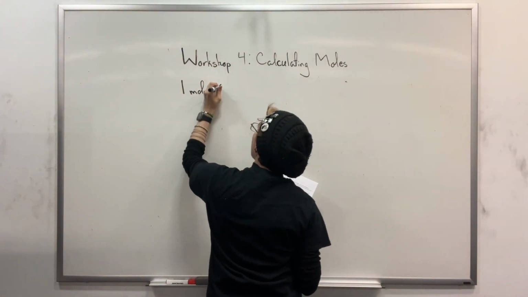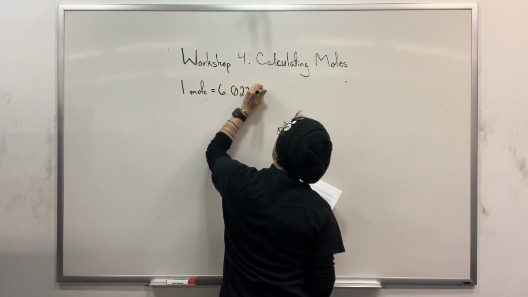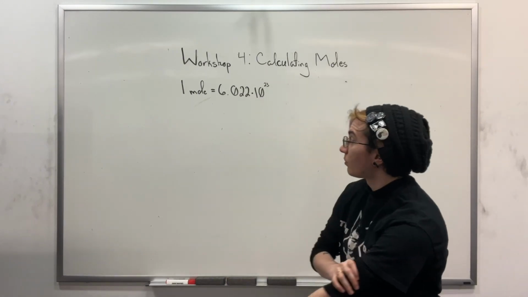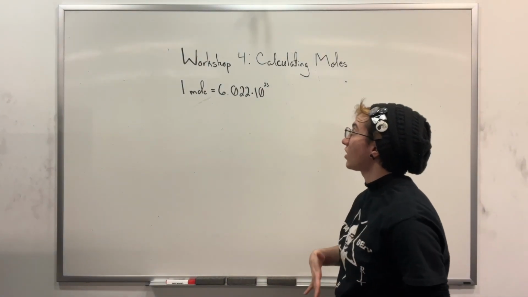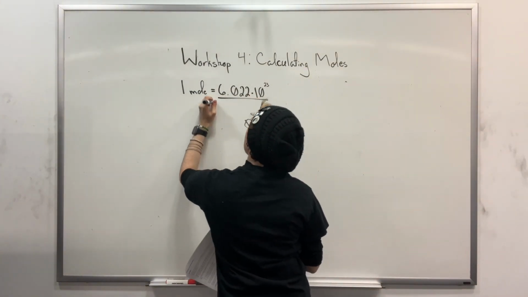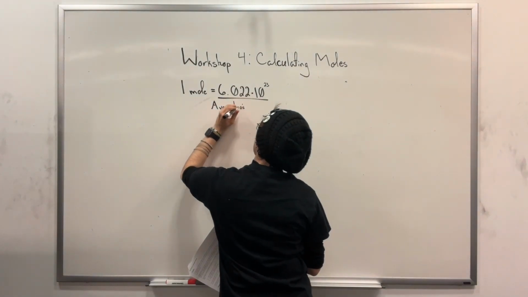1 mole is always going to be equal to 6.022 times 10 to the 23rd. In our case, 1 mole is going to equal 6.022 times 10 to the 23rd atoms. And this number here is called Avogadro's number.